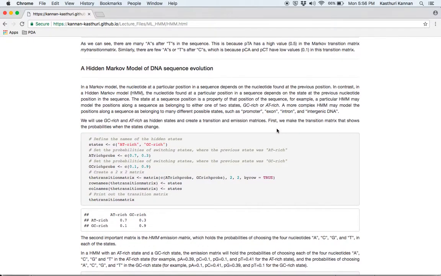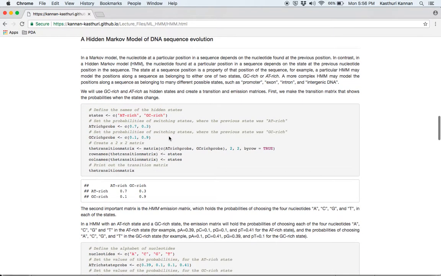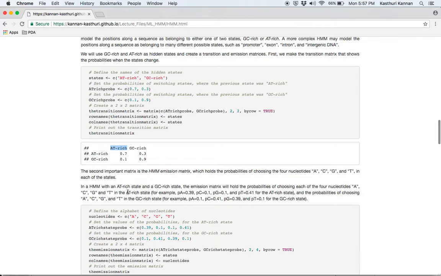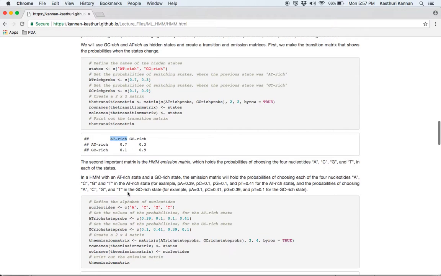So, for instance, we can call the GC rich and AT rich regions states, and then you can assign the probability of switching states. These are the transition probabilities of 0.7 and 0.3. So if it is an AT rich region, the probability of switching again to an AT rich region is 0.7. If it is a GC rich region, the probability of transitioning into an AT rich region is 0.1. It's very low, right? And the second important thing that we need is an emission matrix.